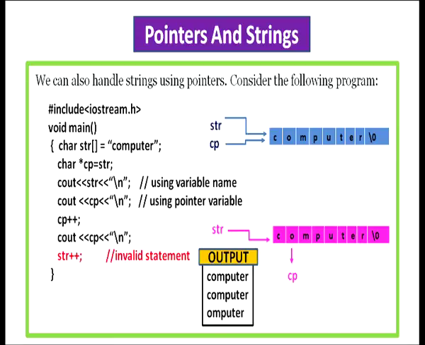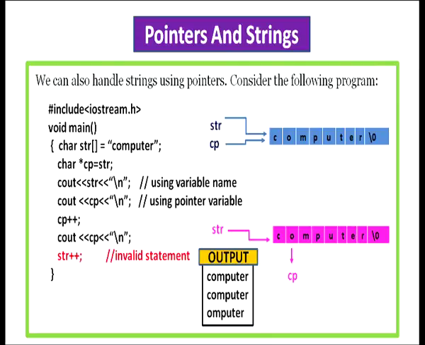Now, the next statement is cout cp. Now, again as cp is pointing to C of the string computer, the cout statement will display the entire string computer. Now, the next statement is cp plus plus.